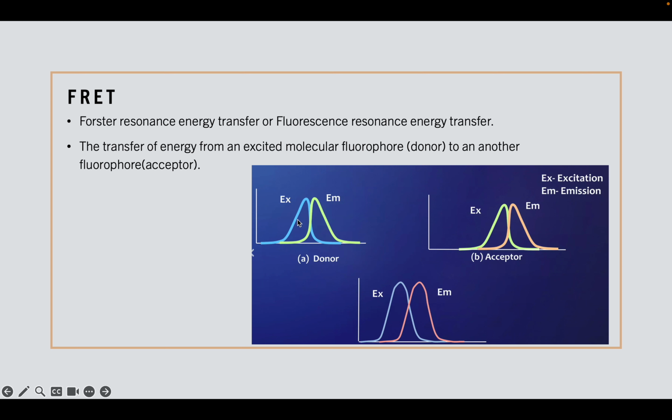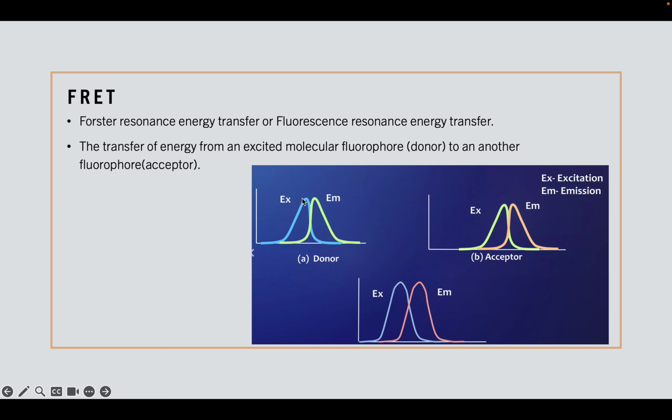So here you can see the donor molecule. It has a specific excitation which is required to move from the ground state to the excited state, and then it has an emission energy, the energy that is released when it is coming back to the ground state. And then there is another molecule which is called the acceptor molecule, which also has a certain excitation and a different emission. Energy can only be transferred from the donor to the acceptor only if the emission of one is equal to the excitation of the other one.